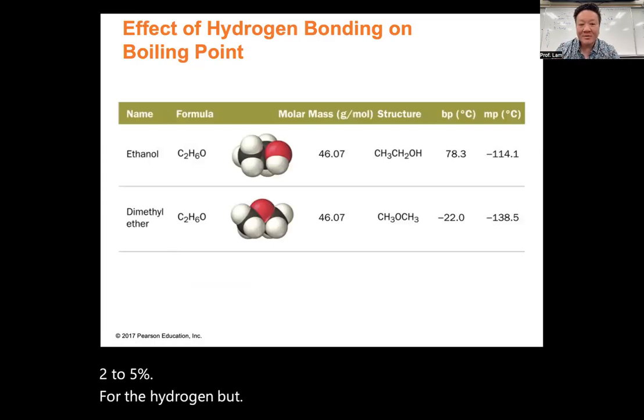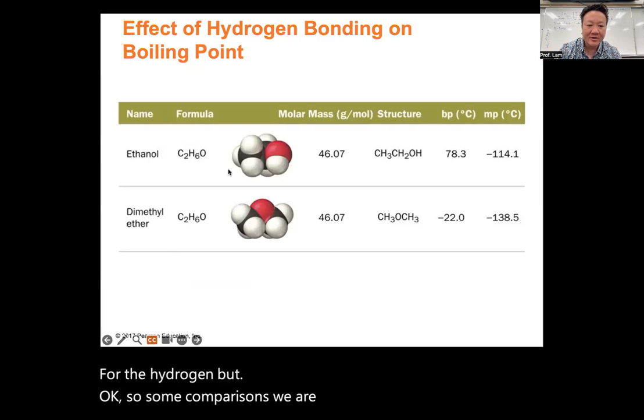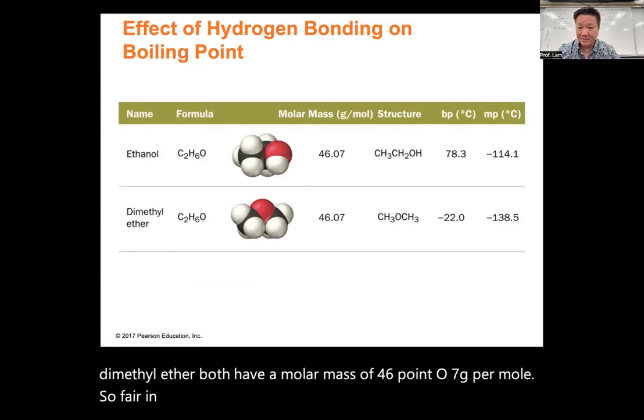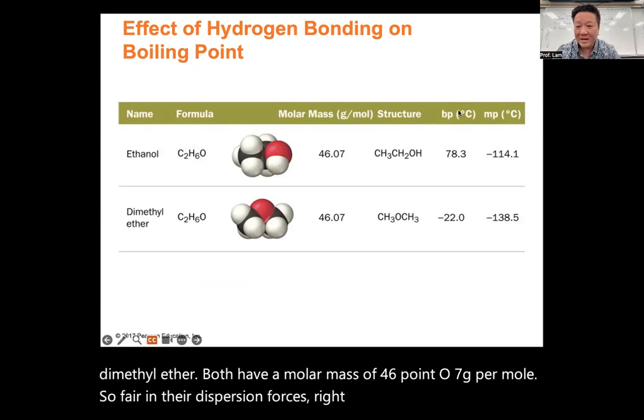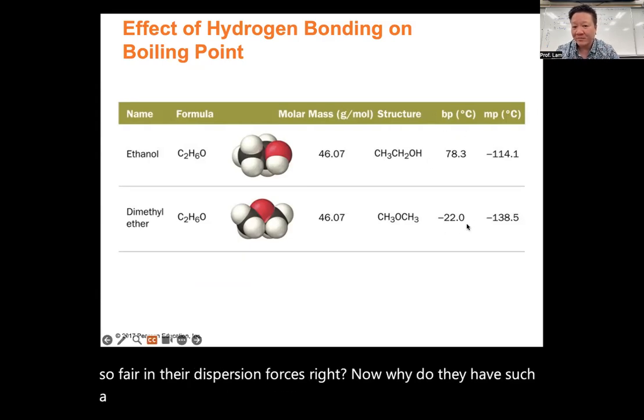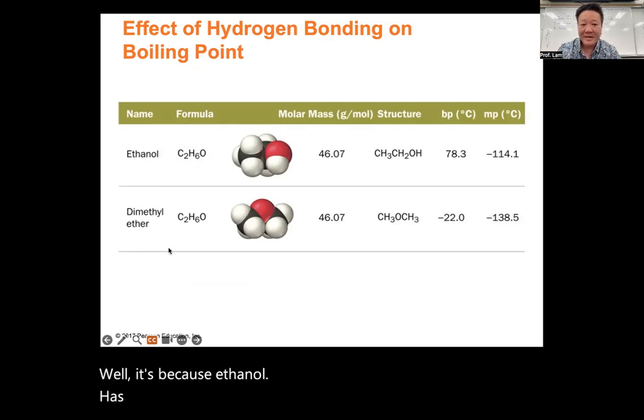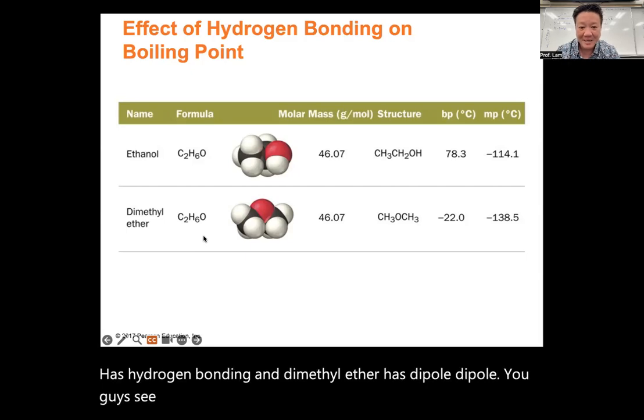So some comparisons. We are now comparing ethanol and dimethyl ether. Both have a molar mass of 46.07 grams per mole, so they're fair in their dispersion forces. Now, why do they have such a large difference in boiling point? Their dispersion forces are pretty much the same. Well, it's because ethanol has hydrogen bonding and dimethyl ether has dipole-dipole. You guys see that?